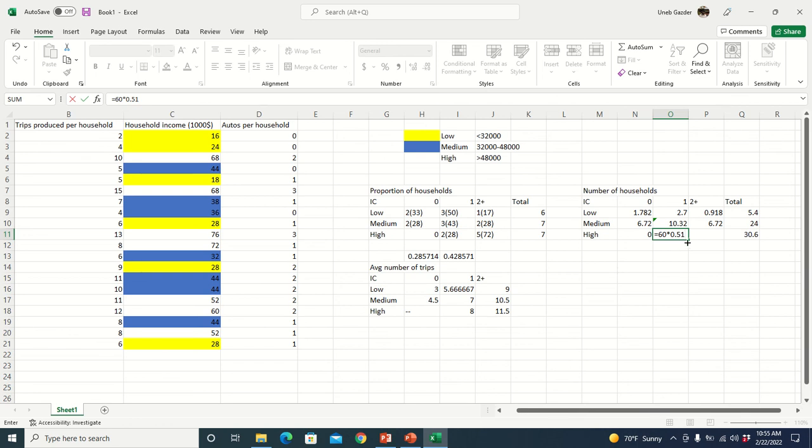So 51% is the percentage of high income group households in this area, and then I'm multiplying with the households from this income category which have one auto. So now I can calculate the number of trips for this area.